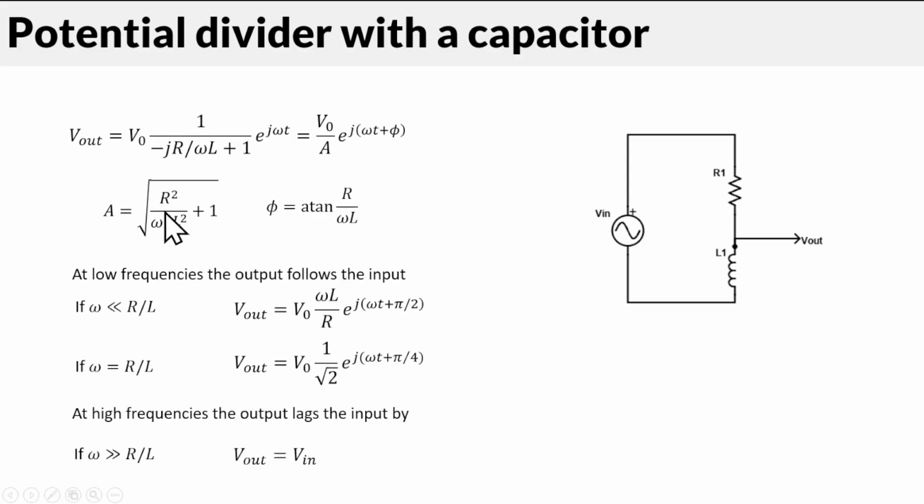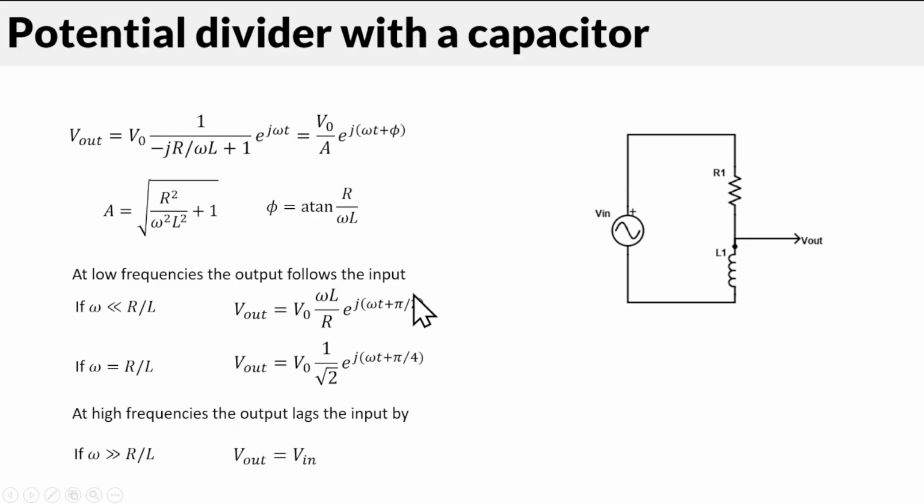Again, when omega equals R over L this time, our output is going to be proportional to 1 over root 2, and our phase shift is going to be pi by 4. And then at very high frequencies, at high frequencies, the output follows the input. So it's the opposite way around as we would get with capacitors. So this is going to give us what we would call a high pass filter. It's going to let through high frequencies because at the high frequencies, the output just equals the input.